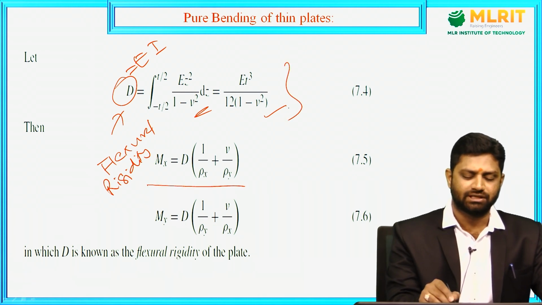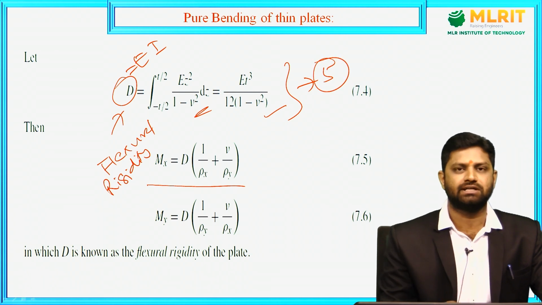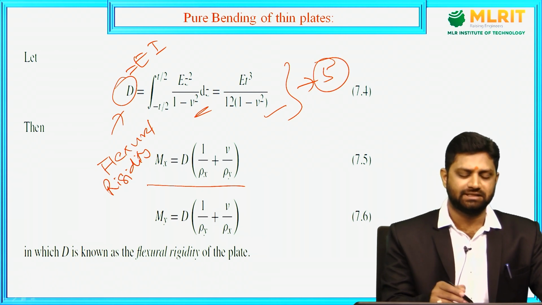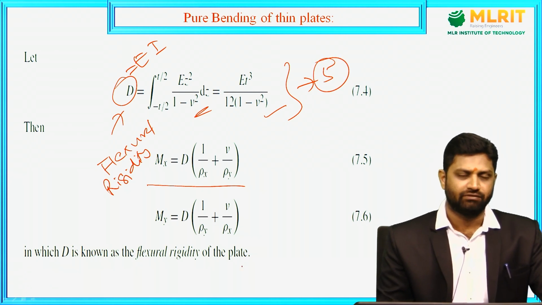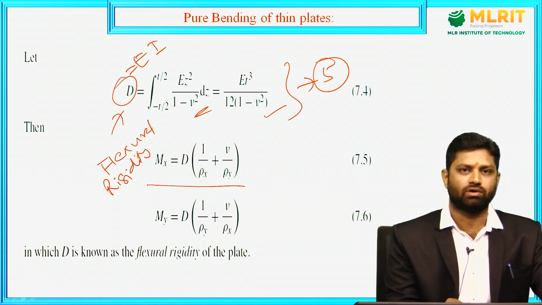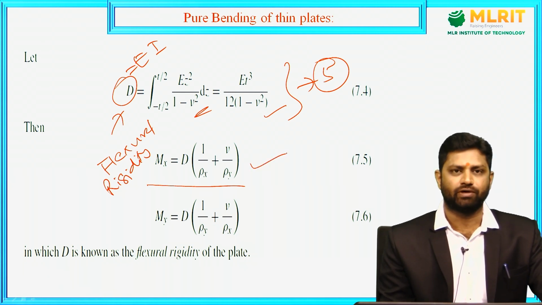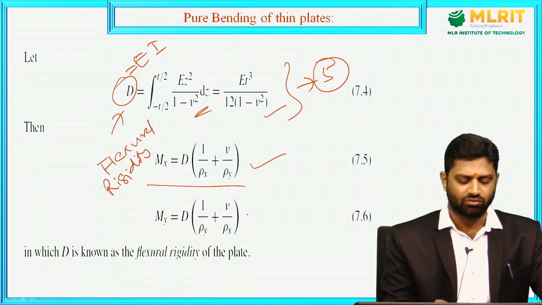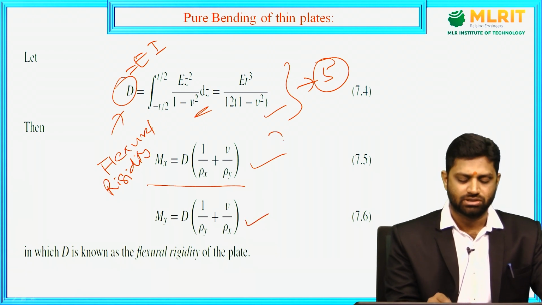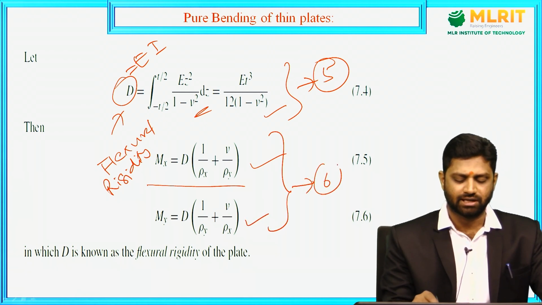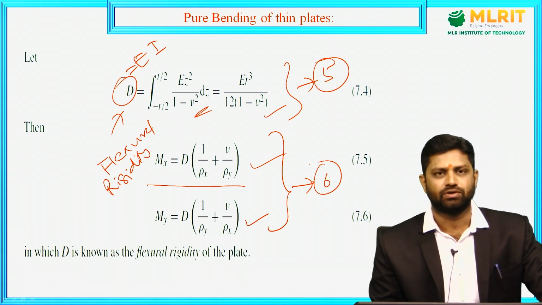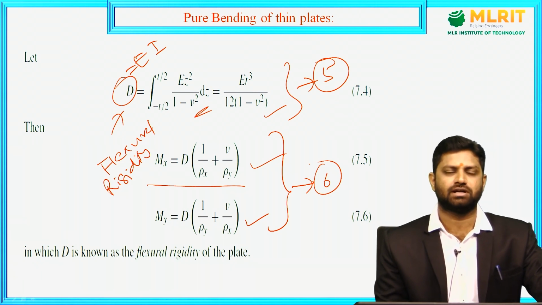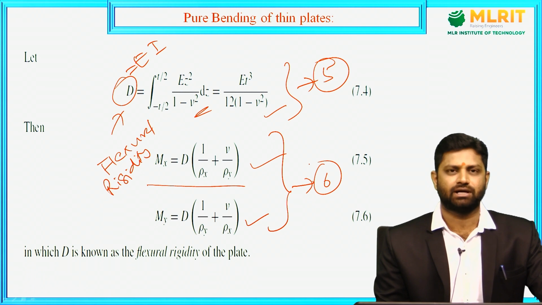Let us assume this equation for capital D, flexural rigidity, as equation 5. When you replace D and rewrite the previous equation, we are going to get Mx equal to D into (1 by rho x plus nu by rho y), and My equals D into (1 by rho y plus nu by rho x). So these equations are also important that you have to remember. D is what we call the flexural rigidity of the plate, which is the product of Young's modulus and moment of inertia.